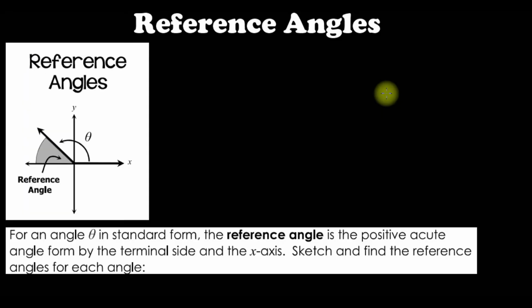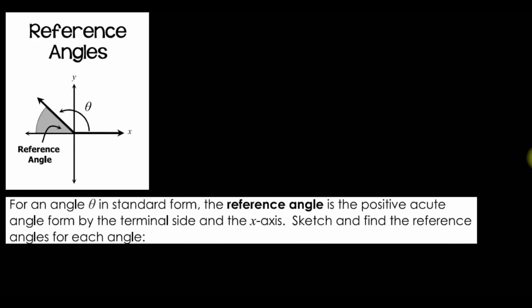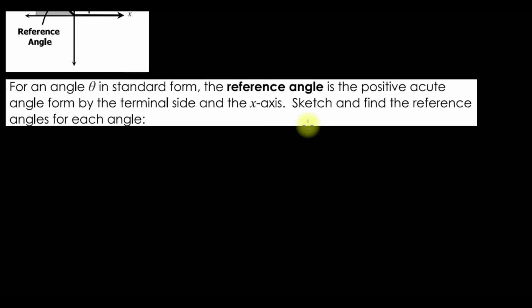Now I am going to show you how to find reference angles. If you look at the diagram here, as you can see, angle theta's reference angle is this angle right here, the shaded angle. For an angle theta in standard form, the reference angle is the positive acute angle formed by the terminal side and the x-axis. So here's the terminal side, here's the x-axis. It's the acute angle formed by the terminal side and the x-axis. We're going to look at examples of how to come up with the reference angle. In the example coming up, we are going to sketch and find the reference angles for each angle.